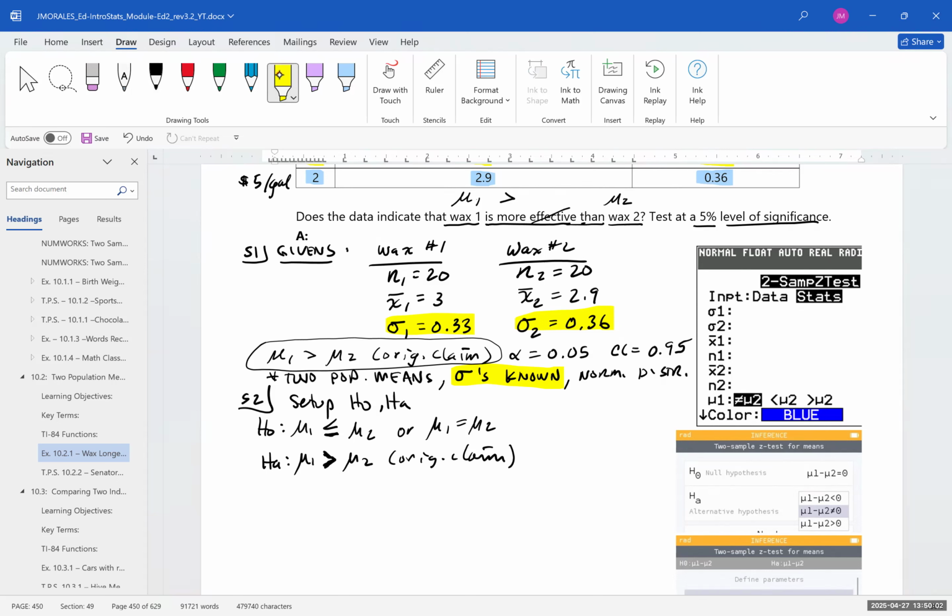And once more, the sign of the alternate hypothesis tells us the direction of the distribution, or the tailedness of our distribution. So because this looks like an arrow pointing to the right, we're going to be dealing with a right-tailed distribution. All right, so we need to keep that in mind.